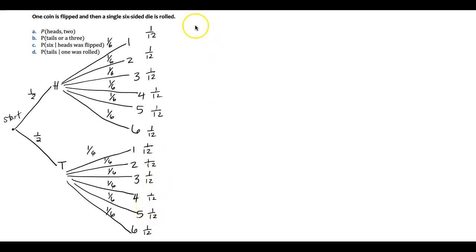Now let's go ahead and begin with part A. Part A says find the probability of heads first and a 2 second. When they're listed in order with a comma, they are being given a very specific order. So following the heads branch first and the 2 branch second, we see a total of 1/12 for our probability. That is our answer.